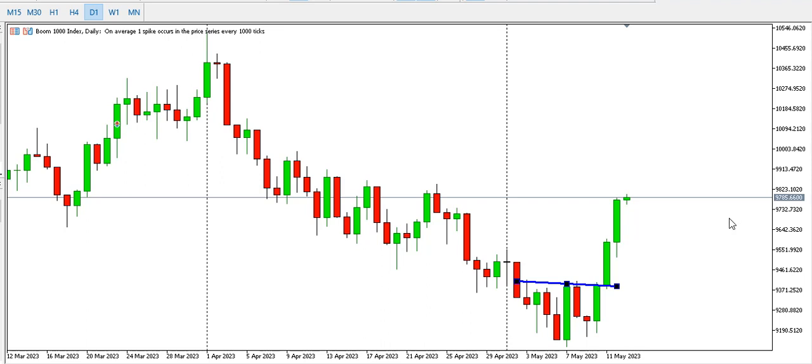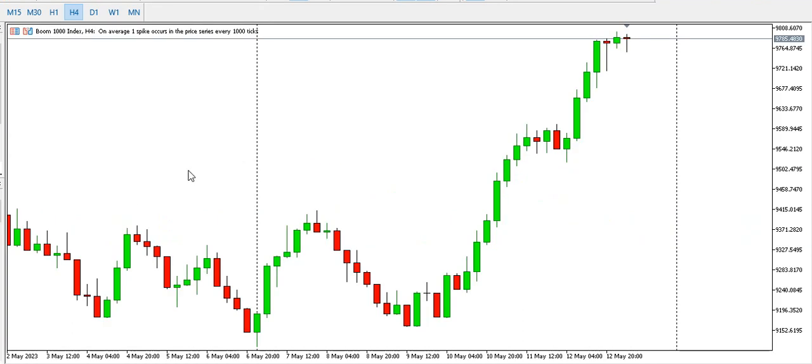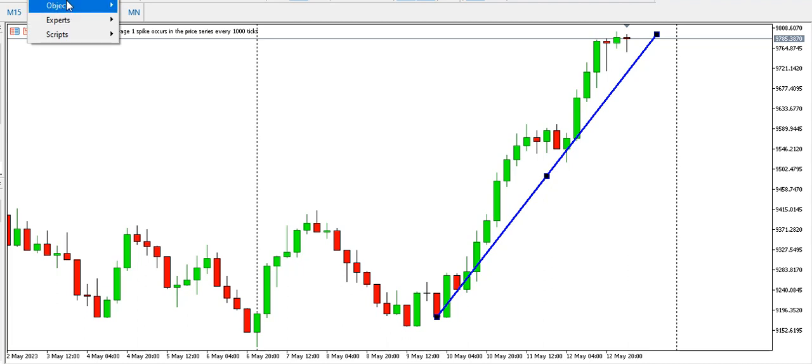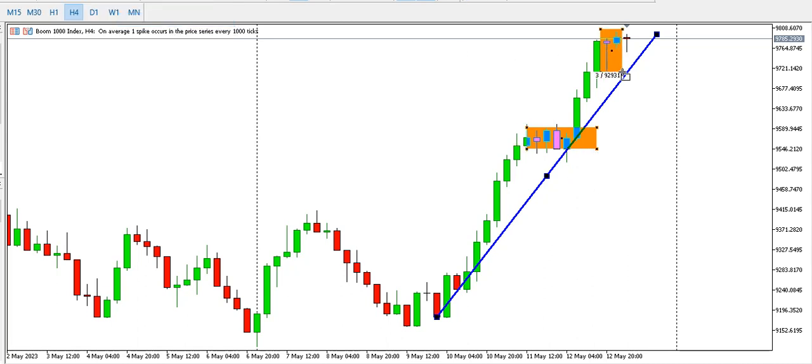Okay, so on the 4 hour time frame, Boom 1000 index. Let's look at what has happened on the 4 hour time frame. We have a bullish run, not much resistance from the bears. The bears were able to resist a bit here, a bit of resistance around there, but the bulls are in charge.